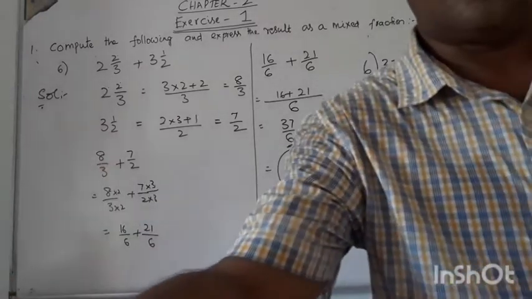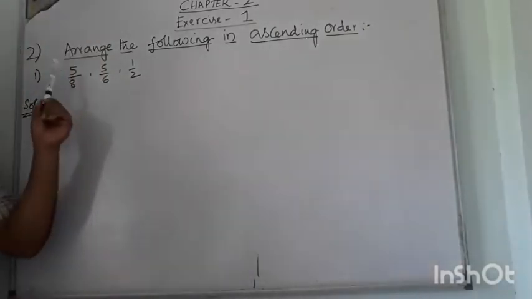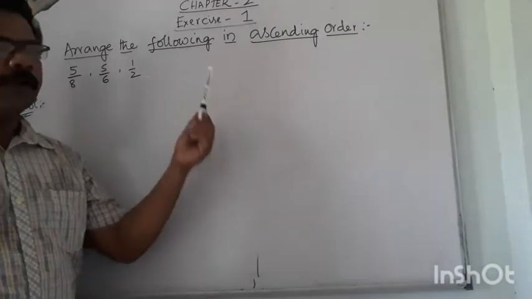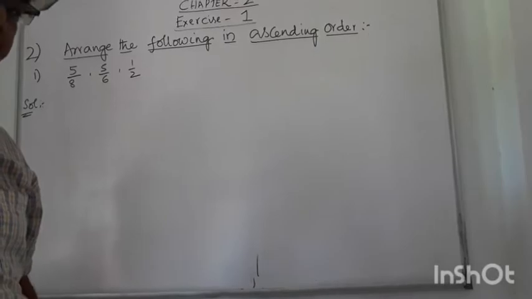Okay, now coming to the second Roman. The question is, arrange the following in ascending order. Arrange the following in ascending order. So in the ascending order, we have to arrange them.